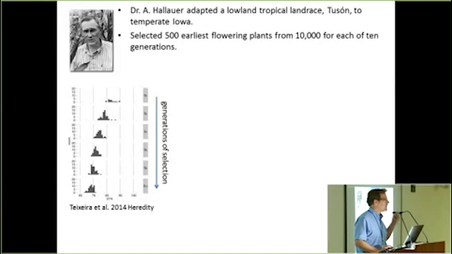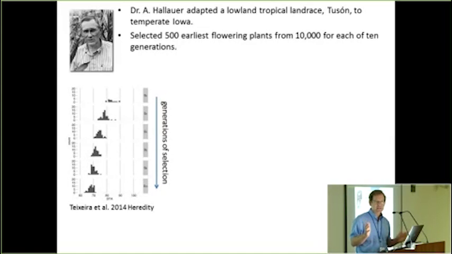Okay, one other thing, if I have time. This is one more example of trying to get the point across that even what we think of as relatively simple traits, at least traits that we can measure with high heritability, are actually quite complicated. This is a story where Arnold Hollauer at Iowa State took a set of accessions of Tuxpeño, which is a lowland tropical race, and took them to Iowa. So that's exotic germplasm. And photoperiod's all wrong. They flower way, way too late.